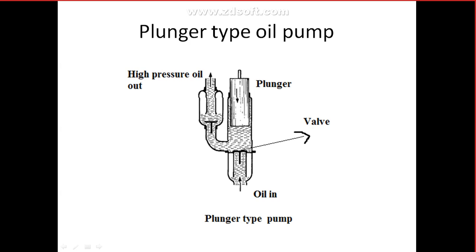When the plunger moves up, there is a valve here, the valve opens and the oil enters. When the plunger is coming down, due to the pressure this valve will be closed, the oil will be compressed, and the compressed oil enters the outlet line, and it will be discharged at high pressure. This is a very simple mechanism compared to the previous two. Like this the plunger type oil pump works.